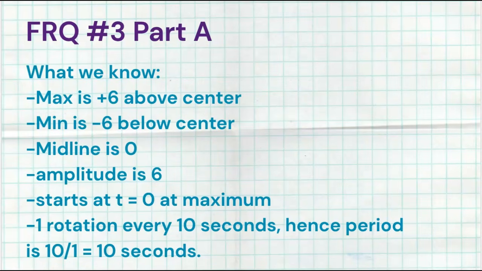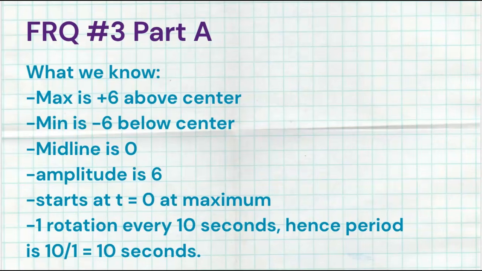First, when we are at that max, we are plus 6 feet above the center. When we're at that min, we're going to be a negative 6, because it said negative values are below the center, which means the midline is 0, because the midline is right in between your max and min. So if you add your max and min, you get 0. Divide by 2, you get 0. Now the amplitude is 6, because the amplitude is how far you are up or down from the midline. So if the midline is at 0, we go up 6 or down 6.